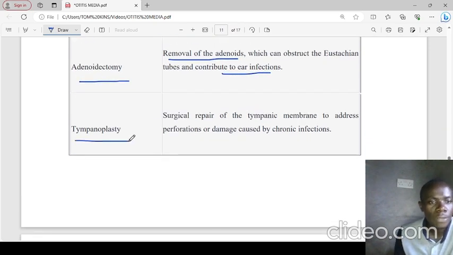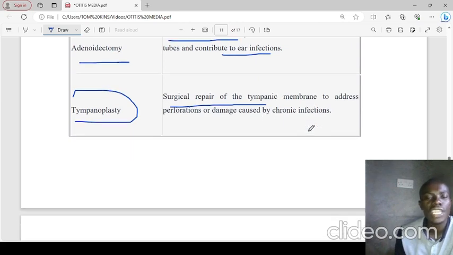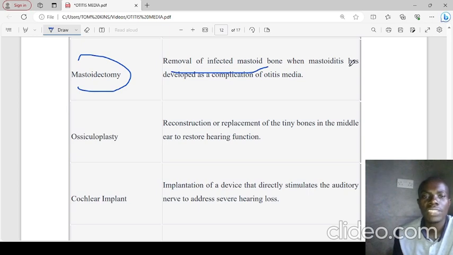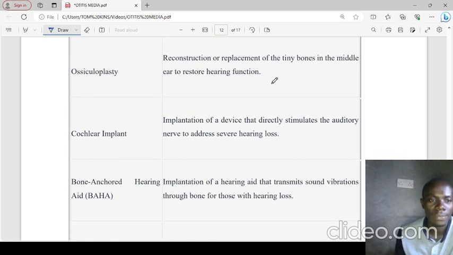We also have the tympanoplasty, so we have surgical repair of the tympanic membrane to address perforations or damage caused by chronic infections. We have the mastoidectomy, which is removal of the infected mastoid bone when mastoiditis has developed as a complication of otitis media.